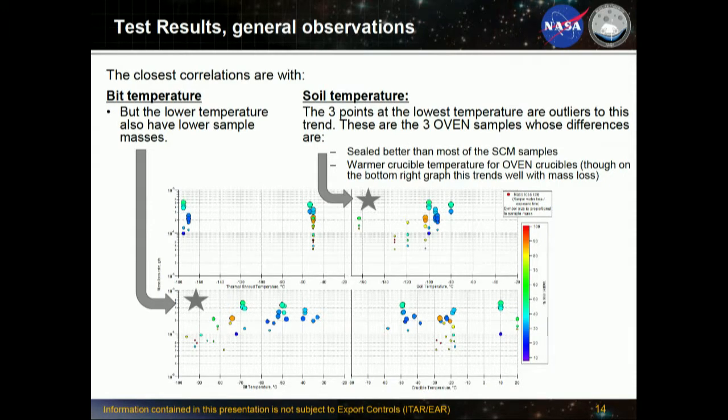I'll note that there are 3 outliers here. Those are where we captured into the oven as opposed to the sample crucibles, so there is a difference in the technique there.